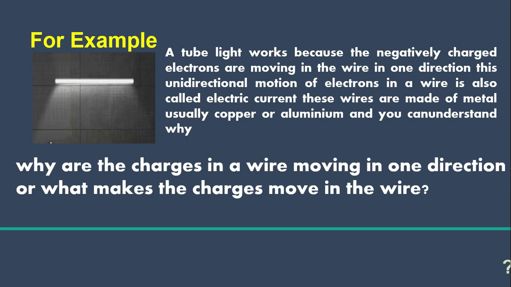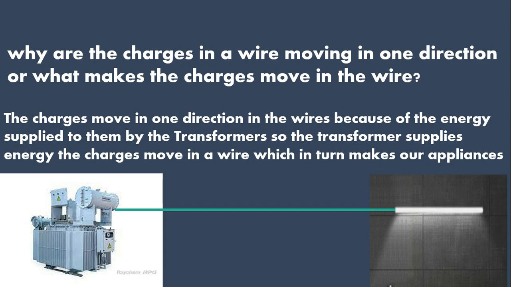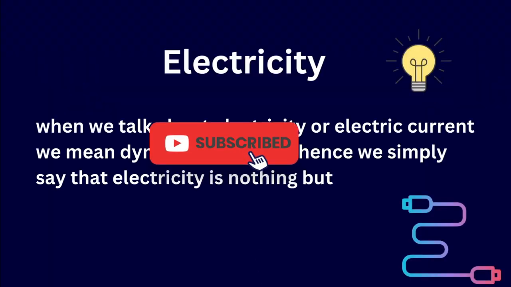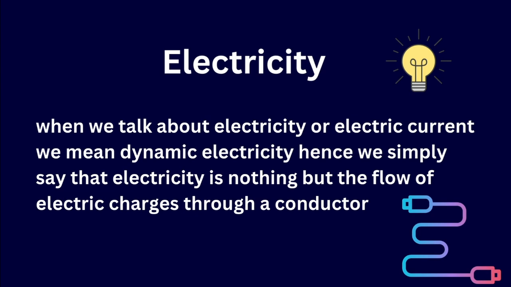Why are the charges in a wire moving in one direction, or what makes the charges move in a wire? The charges move in one direction in the wire because of energy supplied to them by transformers. So the transformer supplies energy, the charges move in a wire, which in turn makes our appliances work. To conclude, when we talk about electricity or electric current, we mean dynamic electricity. Hence we simply say that electricity is nothing but the flow of electric charges through a conductor.